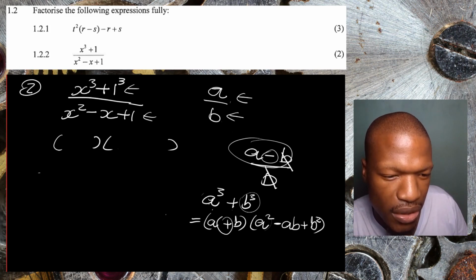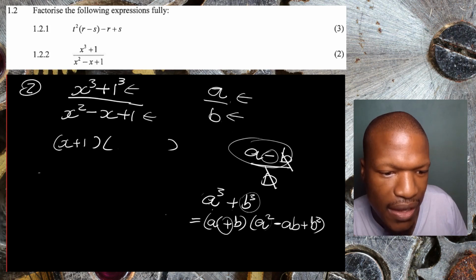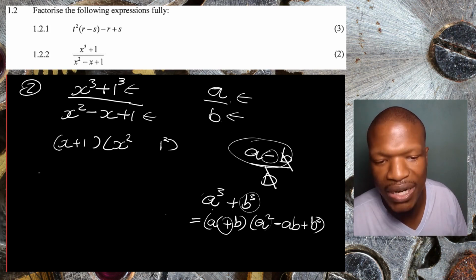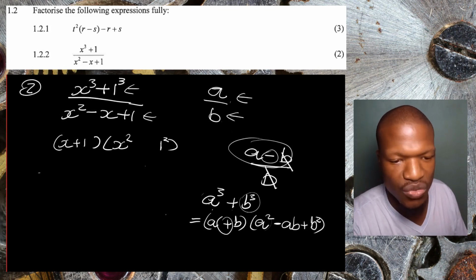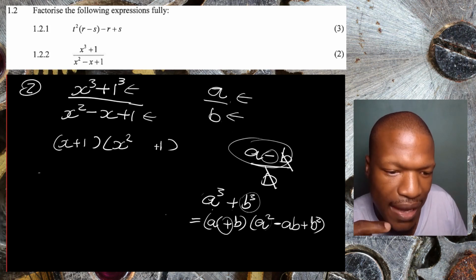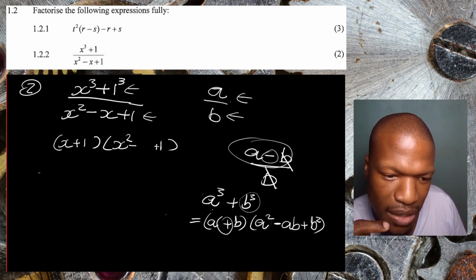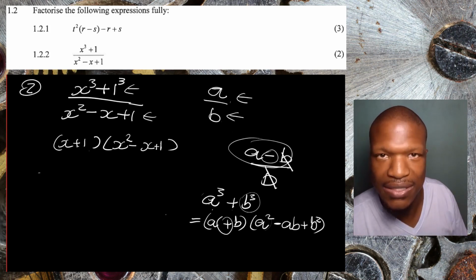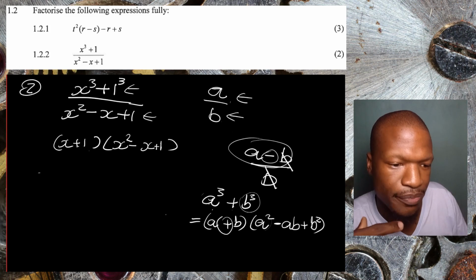And that will be x plus 1, and this will be x squared. Then this will be 1, because you don't want to write 1 squared, that is just 1. And that will be plus that. This is always plus, and this will be minus because that is plus. And then x multiplied by 1 is x. So that's how you put it.